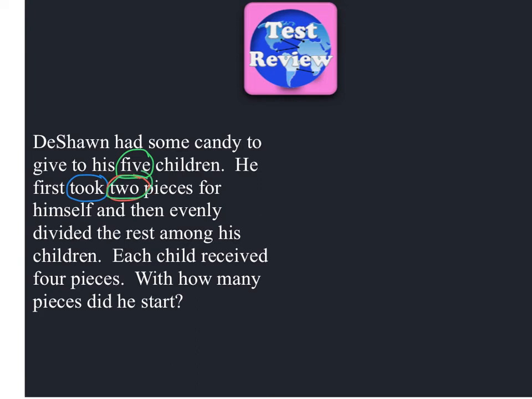For himself, and then evenly divided the rest among his children. Each child received 4 pieces. With how many pieces did he start? So we want to define our variable first, which is p, and p would be the amount of pieces he started with.